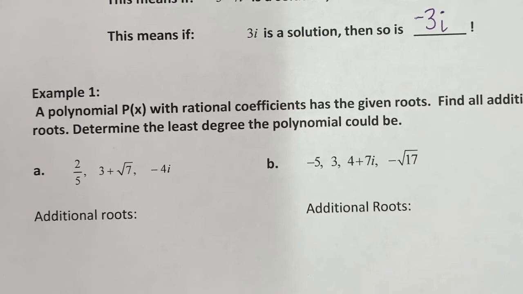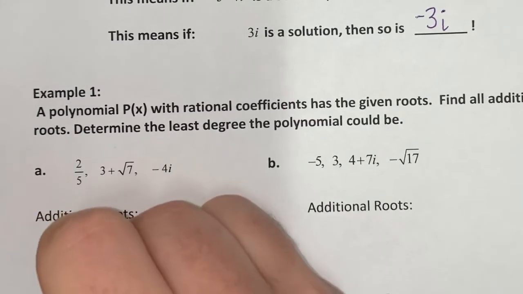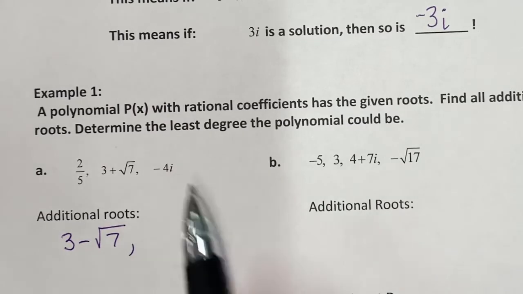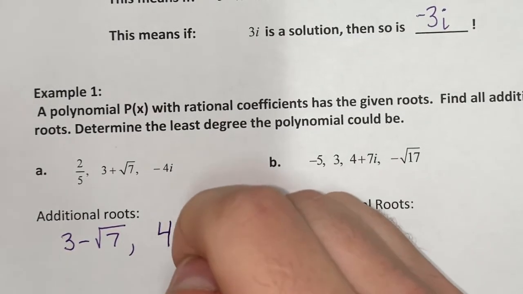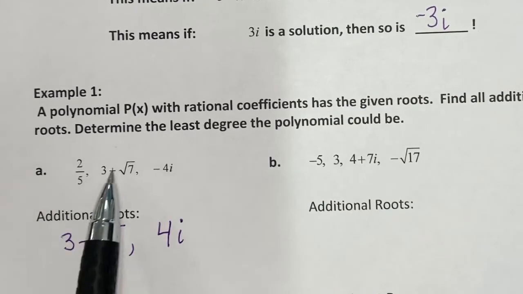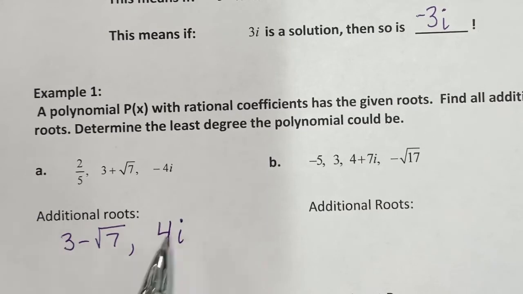3 plus square root of 7 is an irrational root, so 3 minus square root of 7 would also be a root. If negative 4i is a root, that's imaginary, so positive 4i would also be a root. The least degree would be the number of roots that we have. So we have 1, 2, 3, and 2 additional roots. So we would have 5 total. So the least degree would be 5.